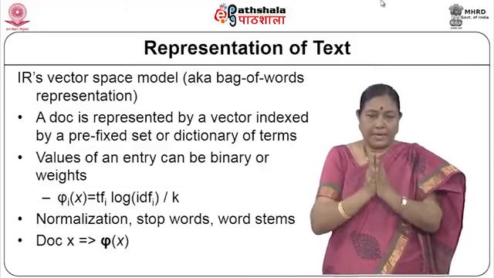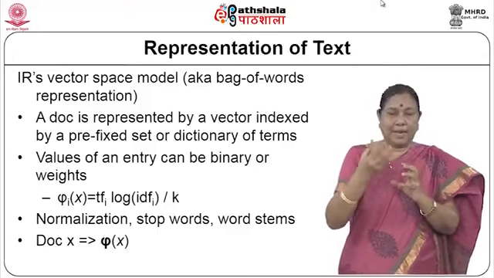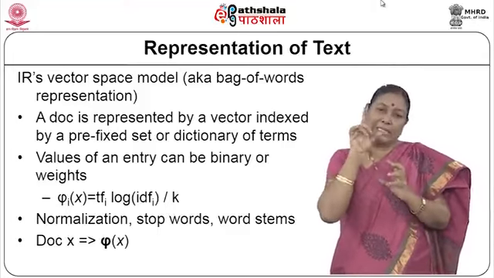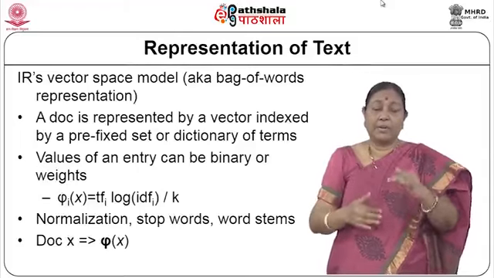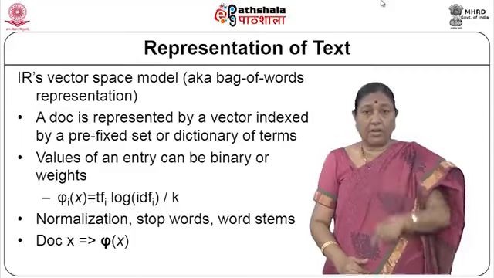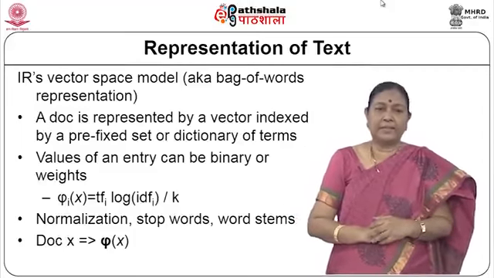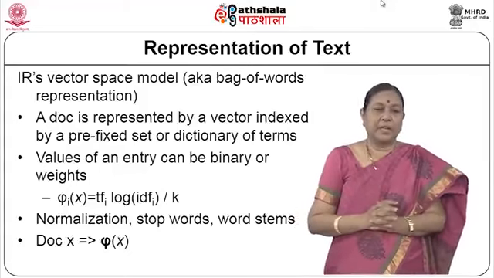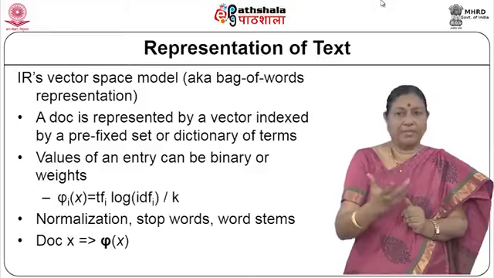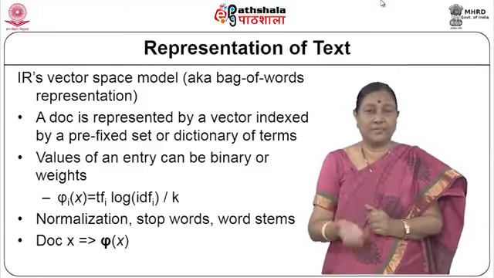When I take one particular document, there are different methods in which this is stored, but for simplicity's sake, it is a binary representation: either the word is there or not there in that particular document. Now, you can see that the dimension of this column vector is very high. So, a document is represented by a vector indexed by a fixed set of dictionary terms, that is, the unique words. The values for an entry can be binary or weights. I told you an example of binary. It can be weights, and the weight is calculated in different ways.